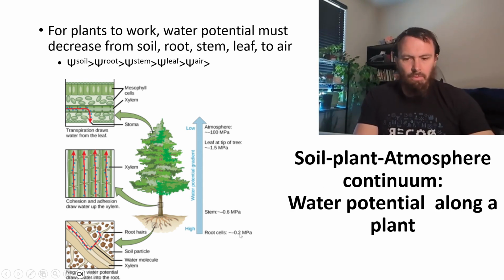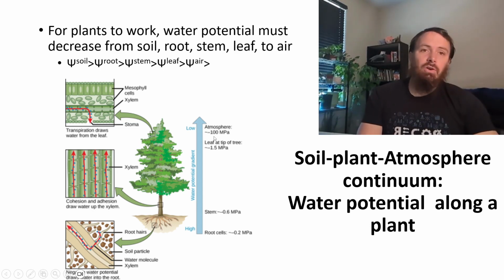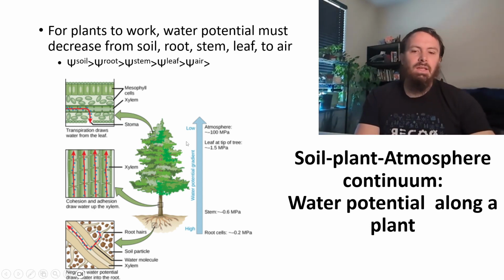Now, if we look down here, we have the soil and the roots. The root cells have a typical water potential of about negative 0.2 megapascals. The stem has one of about negative 0.6. The leaf has one of about negative 1.5, and the atmosphere has about negative 100. So water will move from the root cells to the stem because the stem's lower. From the stem to the leaf tip, water will move because the leaf tip's lower. And the atmosphere is usually dramatically lower than the leaf. Negative 1.5 to negative 100 is a huge difference, and so water will move from the leaf to the atmosphere.